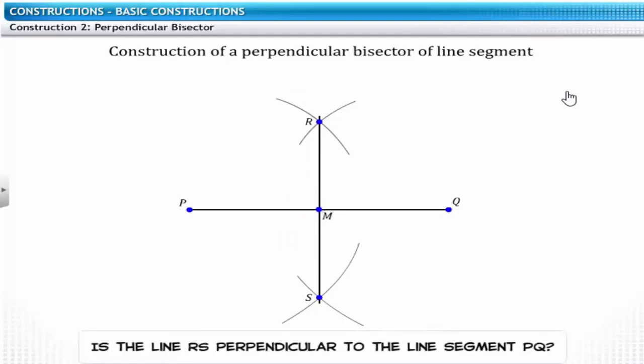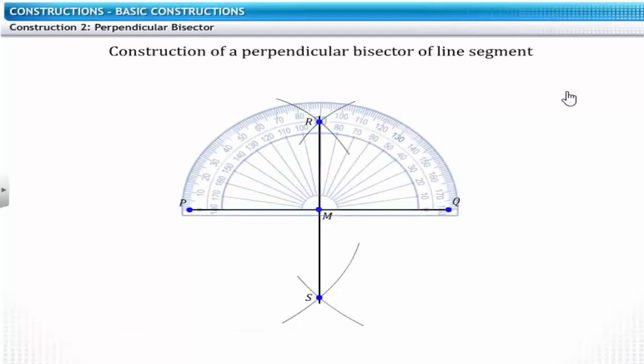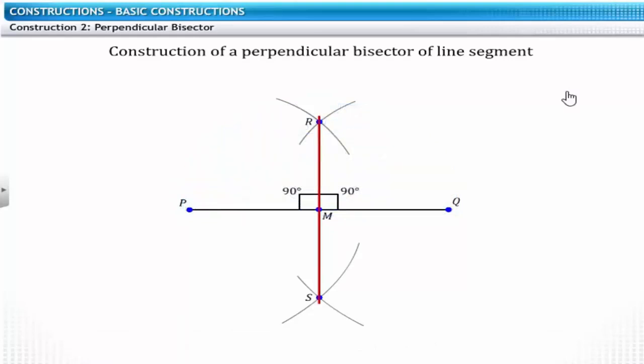Is the line RS perpendicular to the line segment PQ? Let's measure the angle formed at the point M. The measure of the angle is 90 degrees. The line RS is perpendicular to the line segment PQ. It also divides the line segment PQ into two equal halves and also forms a right angle at point M. The line RS is indeed a perpendicular bisector of the line segment PQ.